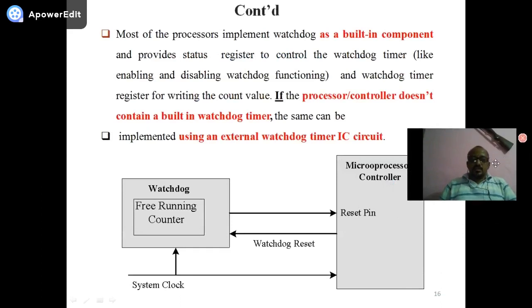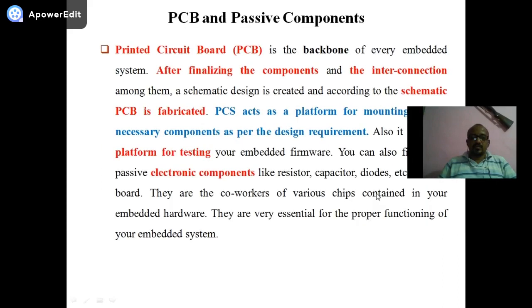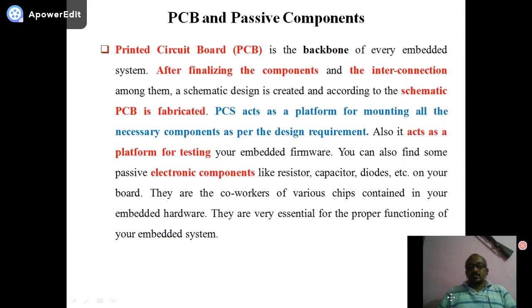This slide will give a clear idea of how the watchdog timer is a free running counter which will reset the controller, and the embedded system will resume its work from the point where it hung up or blocked.